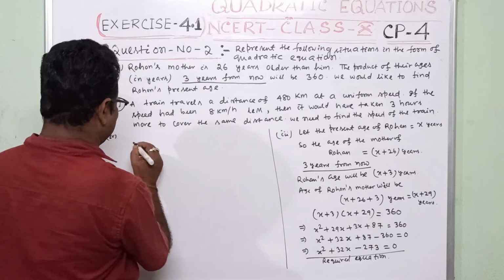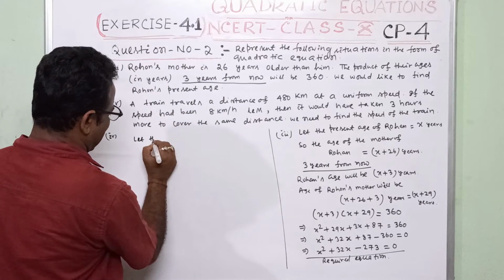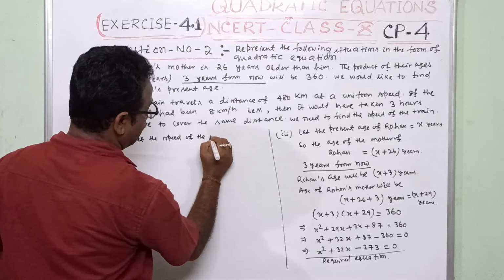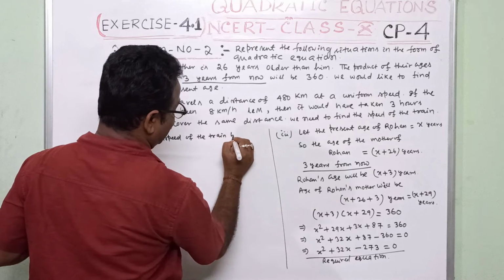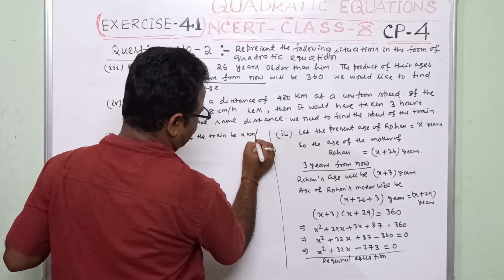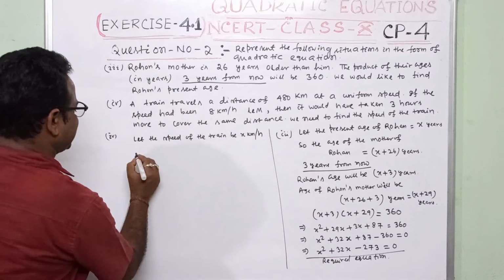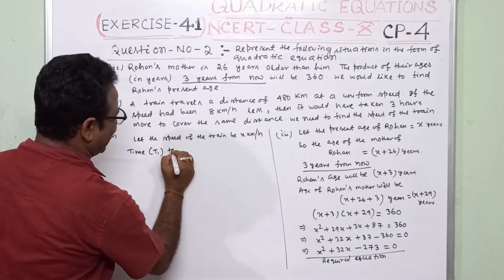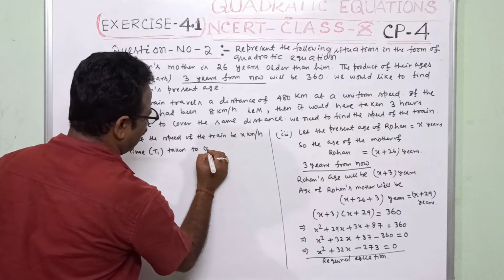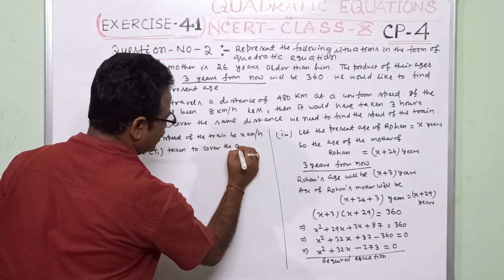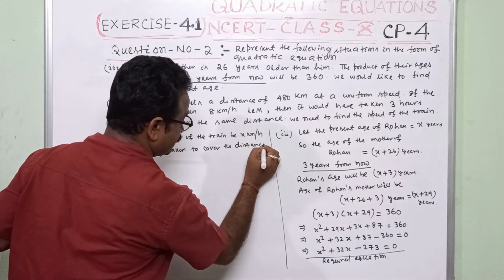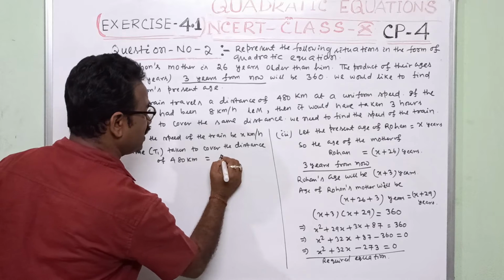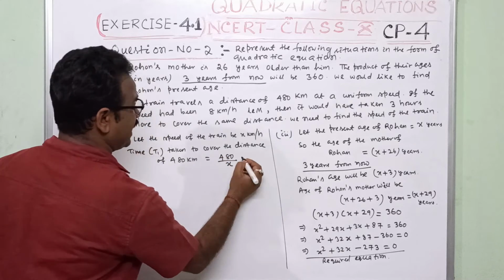Suppose the speed of the train is x kilometer per hour. So the time, let's say t1, taken to cover the distance of 480 kilometer is equal to 480 by x hours.